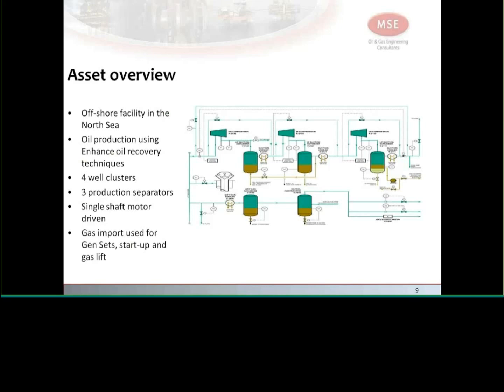It's an oil production facility using enhanced oil recovery techniques. So it has gas lift injection and water injection. It has 4 well clusters, 3 production separators. It has two identical compression trains with 3 stages, all driven by motor, and they are fixed speed machines.